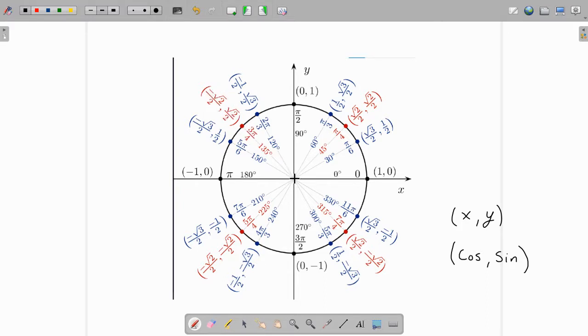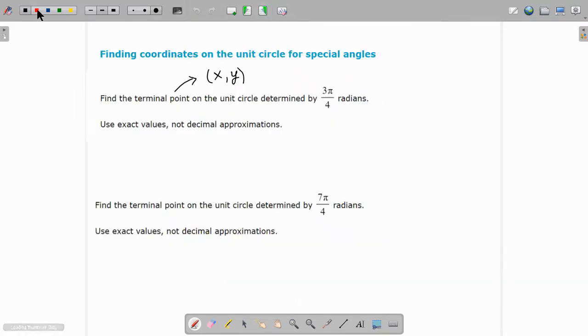This is the point on the circle; it makes a triangle. I'm kind of taking shortcuts. In pre-calc, they'll explain this better. So the terminal point at 3 pi over 4, this point right here, would be negative radical 2 over 2, comma, radical 2 over 2.